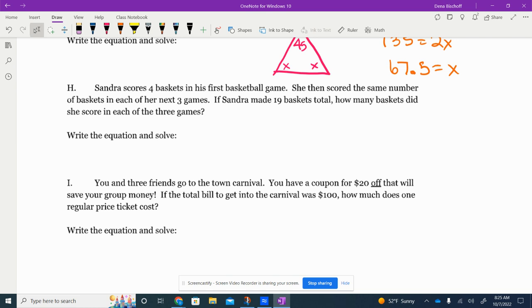So Sandra scores 4 baskets, then scores the same number in the next 3 games. Sandra made a total of 19 baskets. How many baskets did she score in each of the next 3 games? So 4 baskets plus the same number in the next 3 games for a total of 19. Anyone? 5, yeah. We subtract 4 from both sides and we get 3x equals 15, x equals 5.